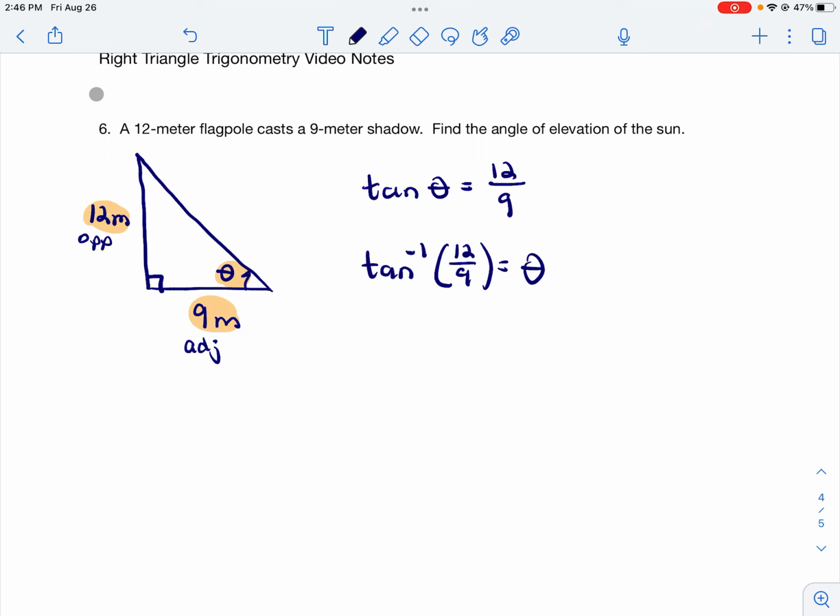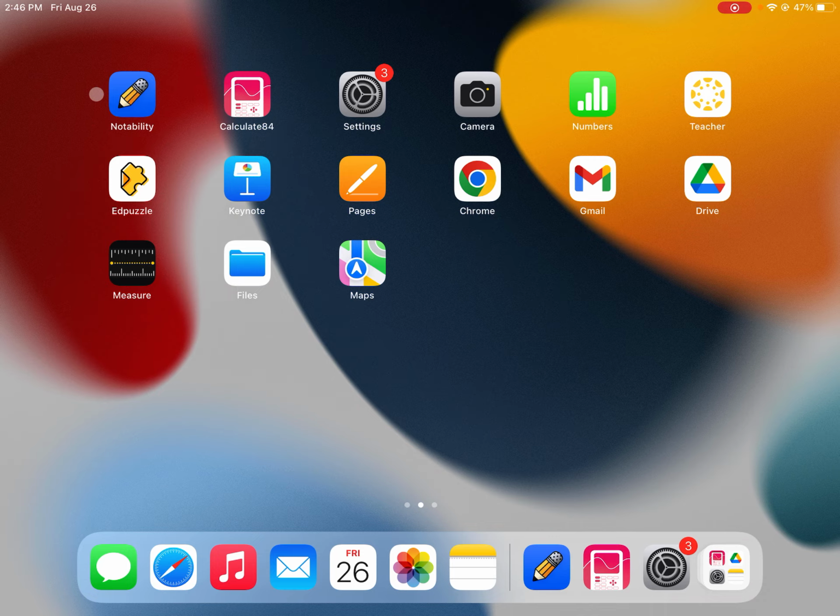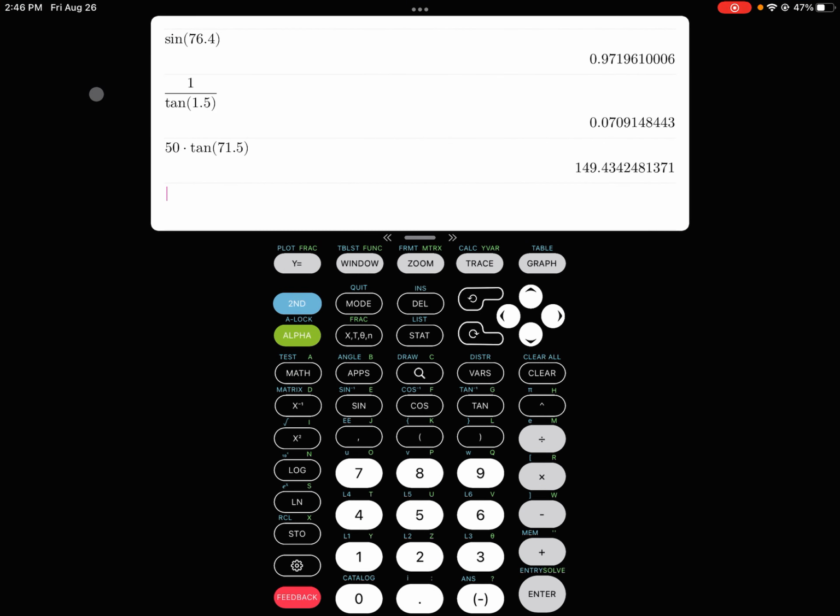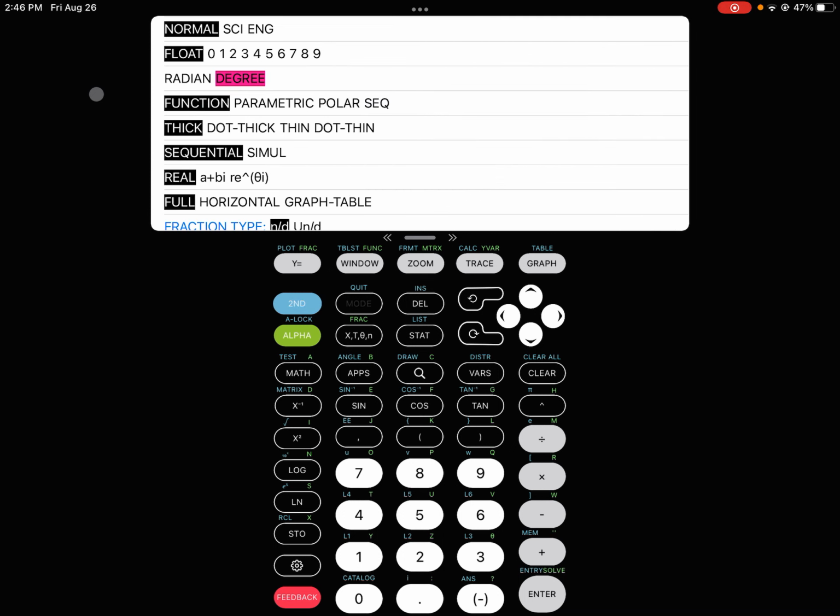Now, this word problem doesn't say if I'm in degrees or radians. When we're dealing with word problems like this, when you're thinking about angle of elevation, angle of depression, any of those, you're going to assume you're in degrees unless stated otherwise. So I'm going to go to my calculator now, and type in the arctangent of 12 over 9 and get our measurement in degrees. Again, I need to make sure my mode is in degrees. Degrees are highlighted. I'm good.